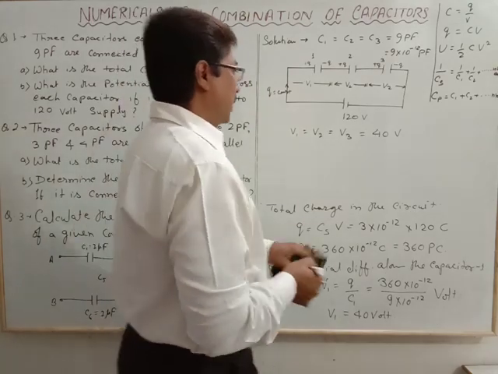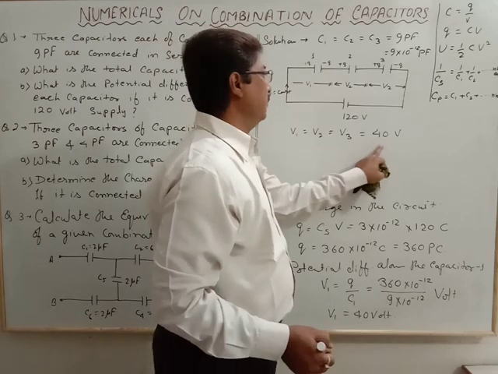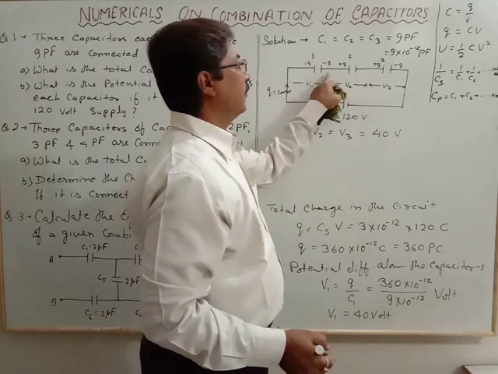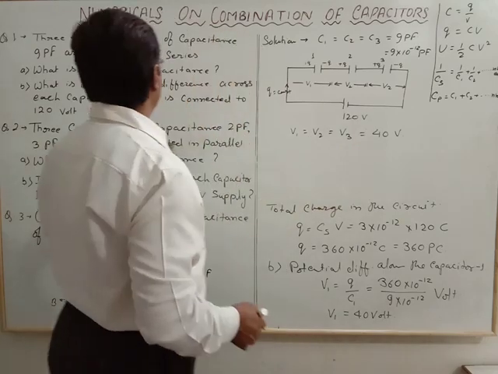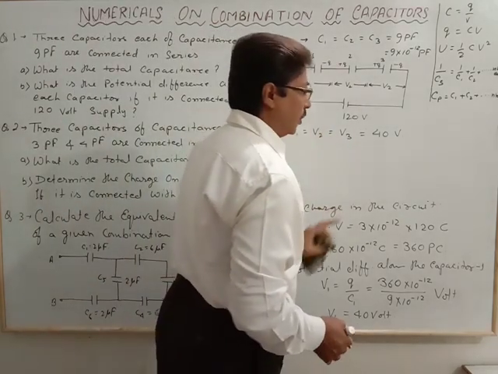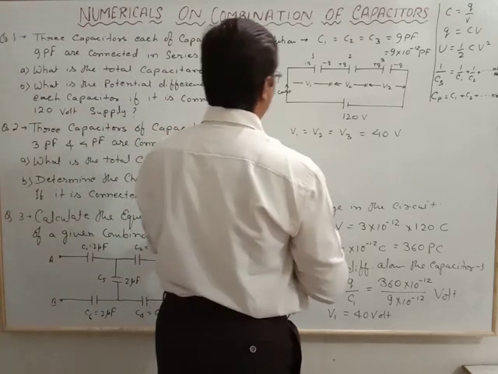Now we come to the conclusion that the potentials V1, V2, V3 are the same for the same charge and for the same capacitance when connected in series. That is the solution for the first question. Now we will see the solution for the second question.